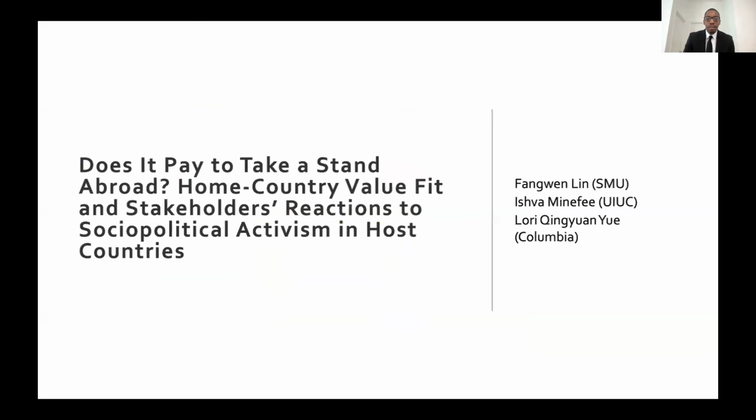I probably spend most time thinking about a specific working paper that a couple of co-authors and I have right now, basically looking at the consequence of a firm or multinational engaging in activism in a host country, and really trying to advance this new concept of the home country value fit. So I'll say a little bit more about that on the next slide.